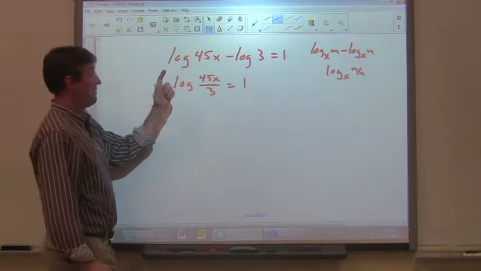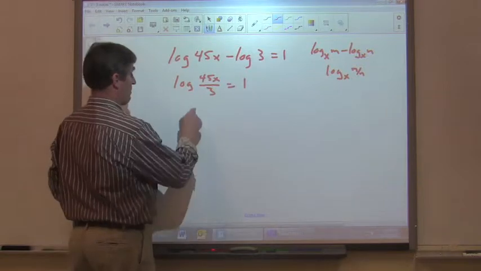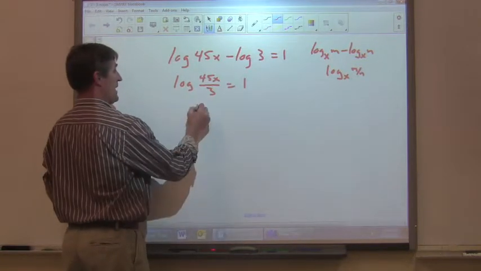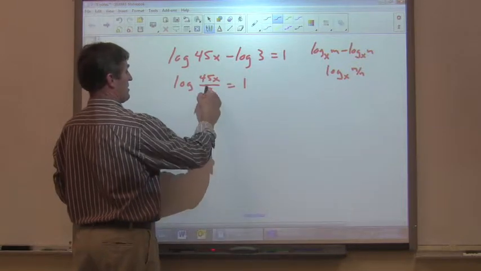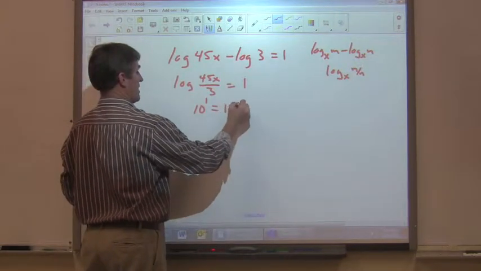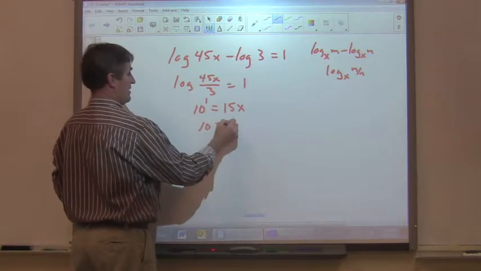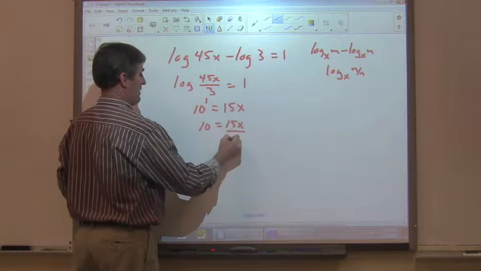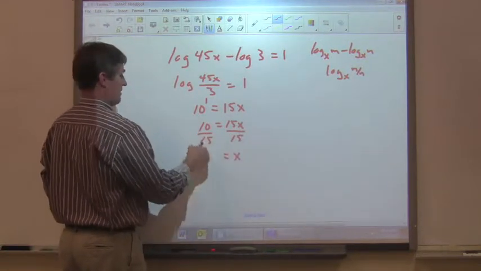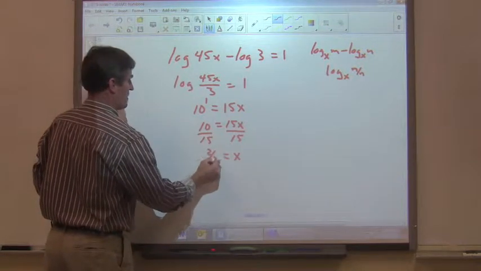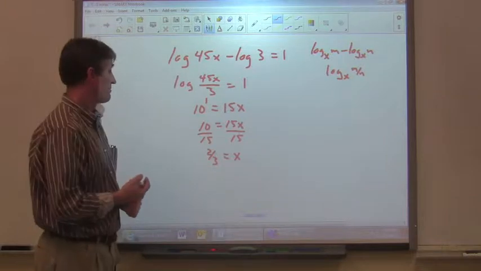Now, because the variable is not in the exponent, I switch it to exponential form. Remember, since there's no base given, it's base 10. So it's 10 to the first equals, 3 goes into 45 15 times. And so we get 10 to the first is 10, and we divide by 15. 10 15ths, which reduces to 2/3. So our answer is 2/3.